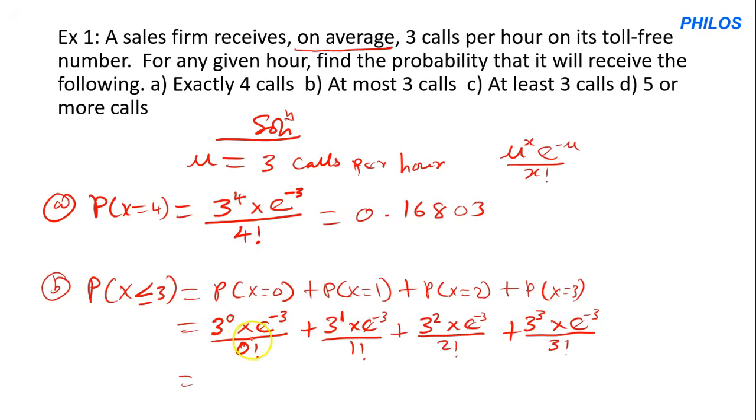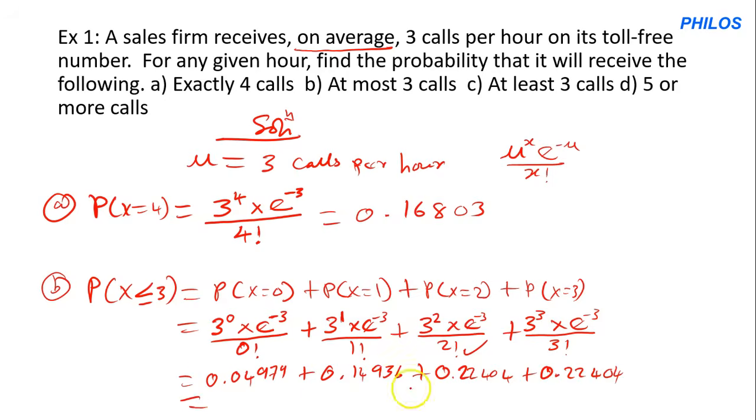So when you put this on your calculator, you're going to get 0.04979 plus, when you enter this also on your calculator, you get 0.14936 plus, when you enter this third one also on your calculator, you get 0.22404. And then when you enter the last one on your calculator, you get 0.22404 also. So add the 4 results together.